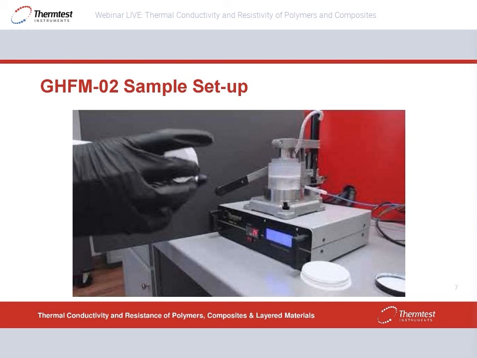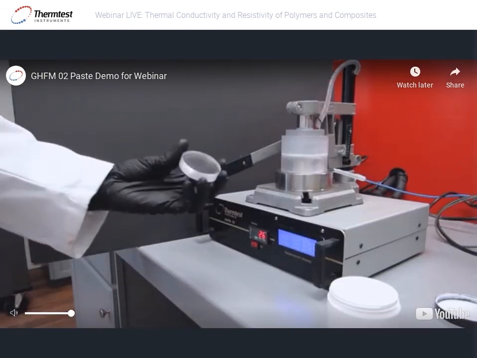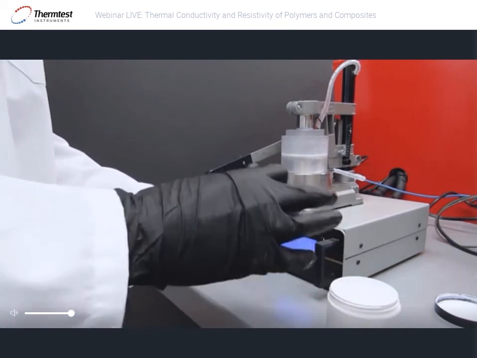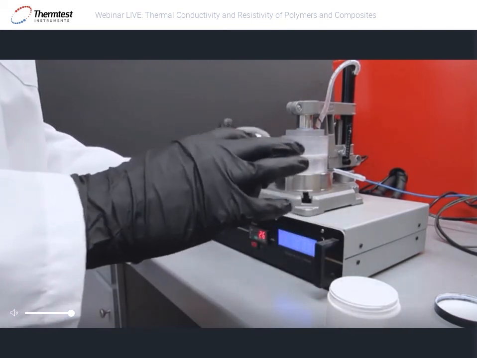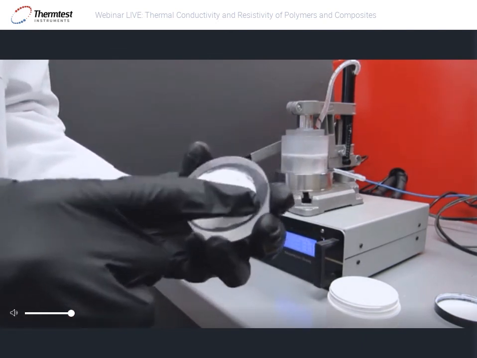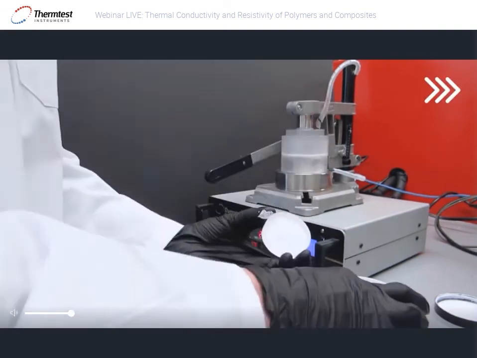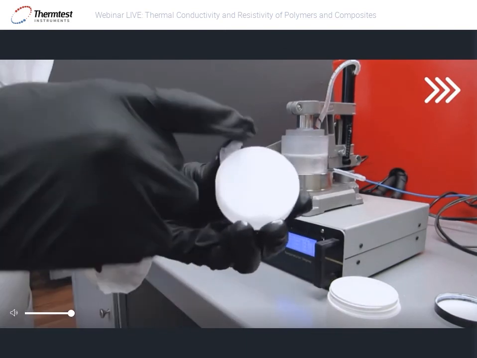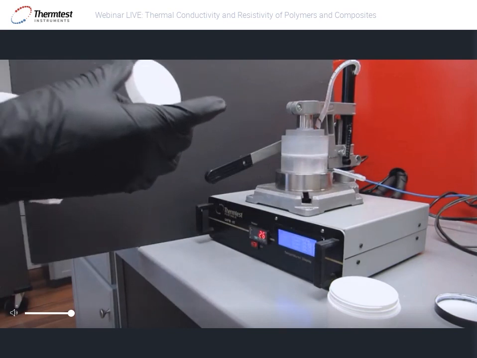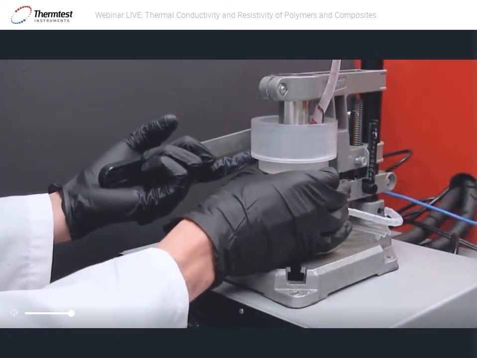This is a short video that would just show a typical sample setup for our GHFM02. Again, this is a room temperature device. The plates can go higher and lower than the mean temperature of near room temperature. So we call it a 20 to 30 degrees Celsius room temperature device. The plates above and below would go 10 degrees above and 10 degrees below. We basically call the mean temperature a room temperature device.